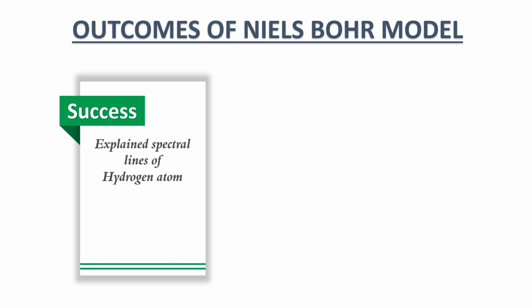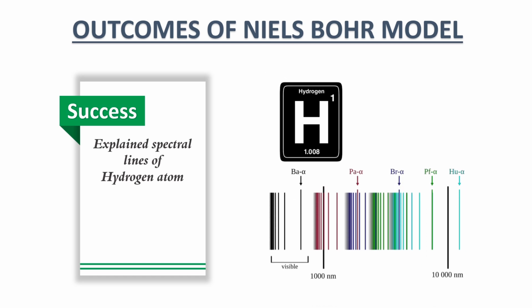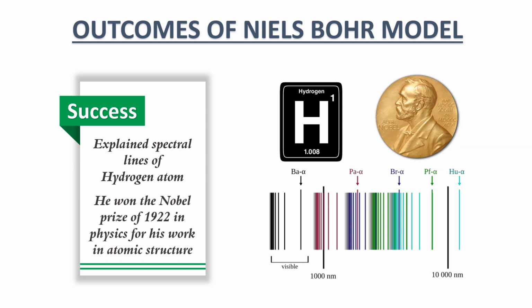Bohr's model was a massive success. It helped explain the hydrogen atom and its spectral lines. In fact, it worked perfectly for hydrogen. He won the Nobel Prize in Physics in 1922 for his work in understanding atomic structure. However, here is the twist.